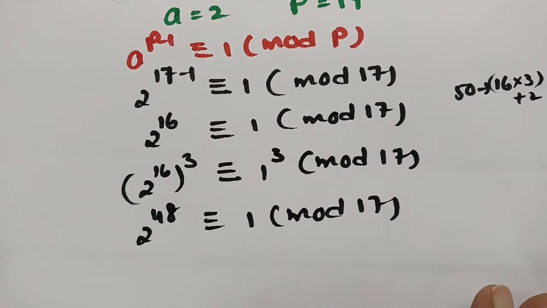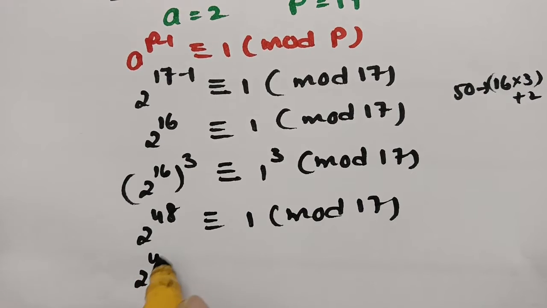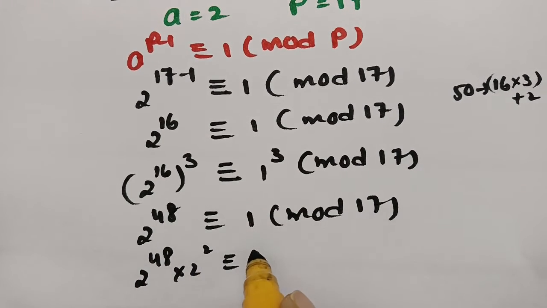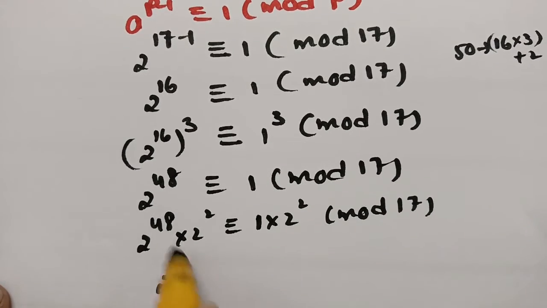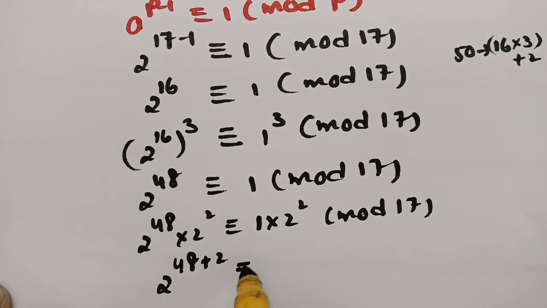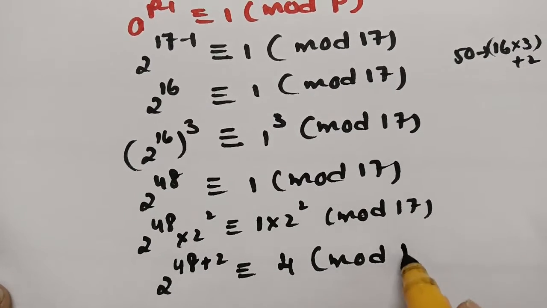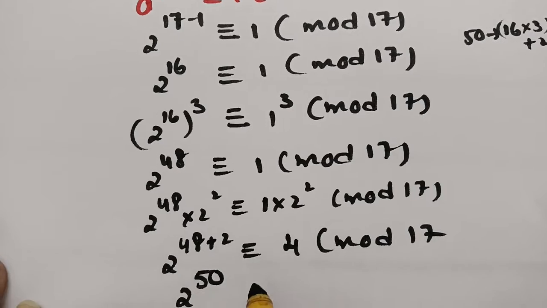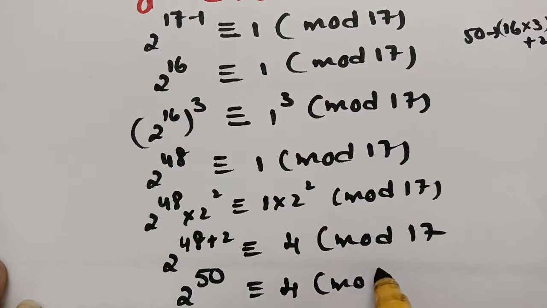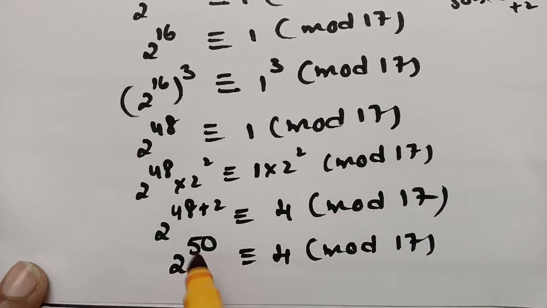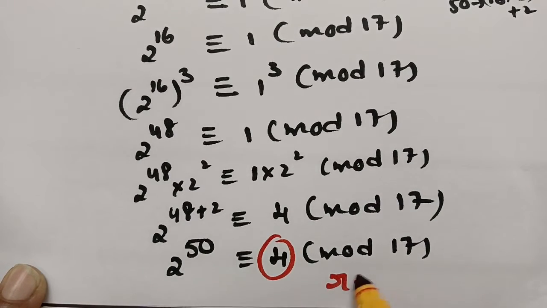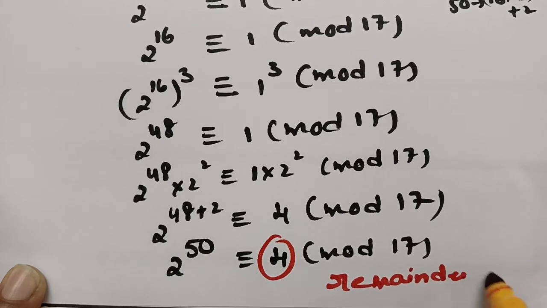Clear? And next, I need 2 square in order to get 50. So I am multiplying on both sides with 2 square. This will be 1 into 2 square, modulus of 17. So if you see, this will be 48 plus 2, congruent to 2 square, which is 4, into mod 17. So 2 power 50 is congruent to 4 mod 17. Clear? So we got 2 power 50 modulo 17. The remainder when 2 power 50 is divided by 17 will be 4.